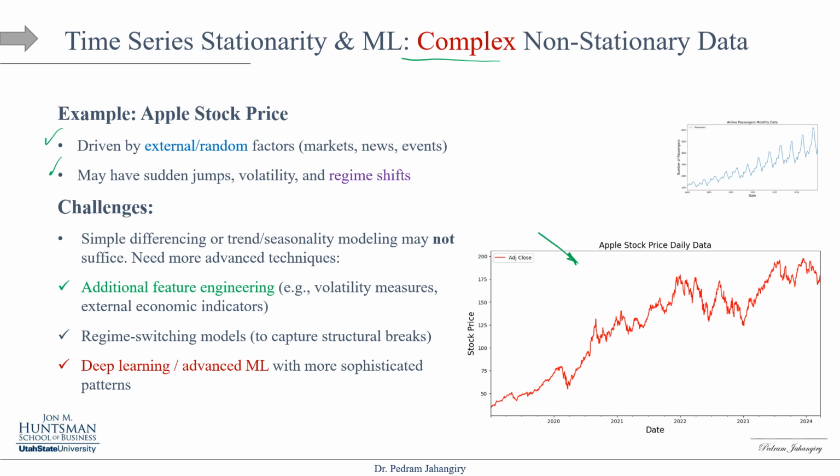What are those techniques? When it comes to feature engineering, we have to do additional feature engineering. We need to look at the volatility measures. We need to look at external economic indicators as some extra features. So that's one thing. And then we can also think about regime switching models to capture structural breaks, right? Maybe we need to use spline models to split the data into two sections and model each part differently, right? And then sometimes the answer is to simply use a more complex model, like deep learning or more advanced machine learning models with more sophisticated patterns.